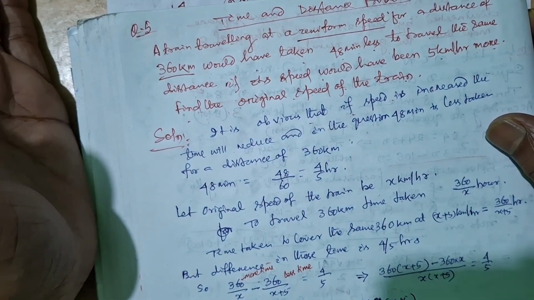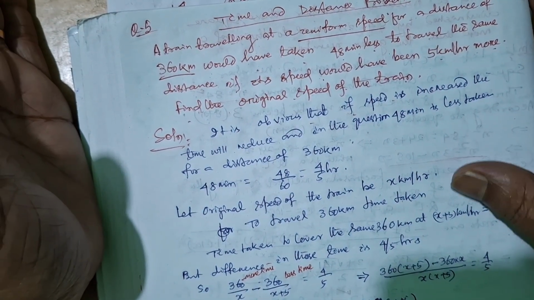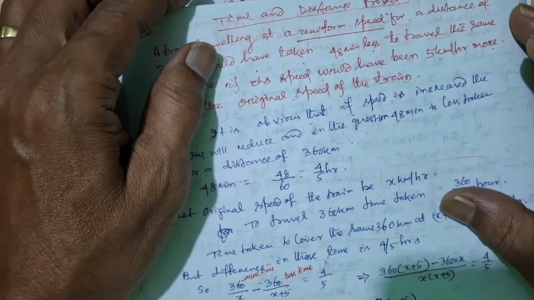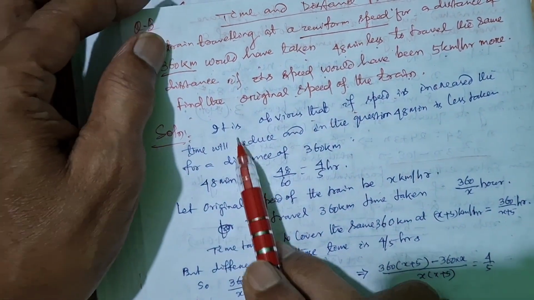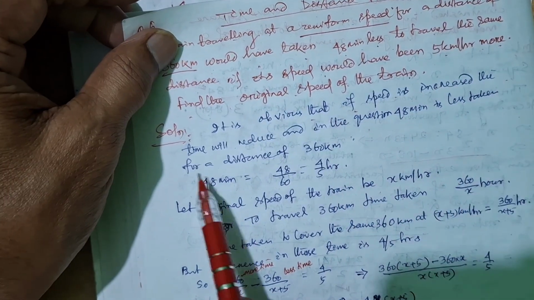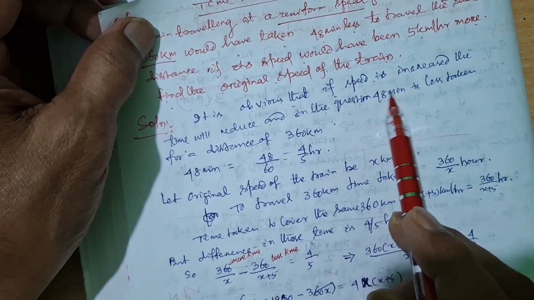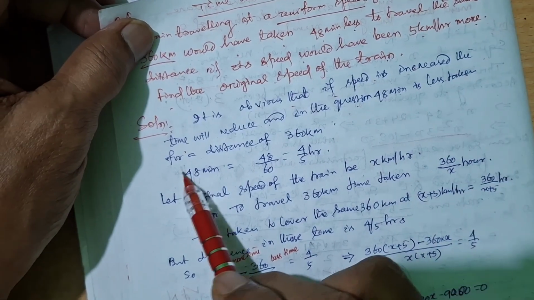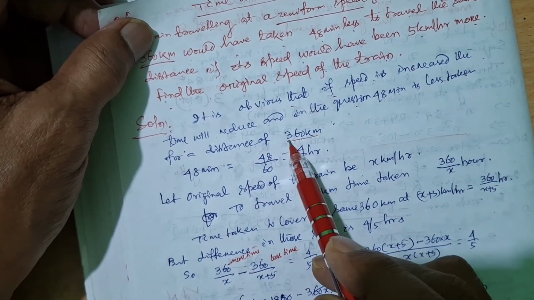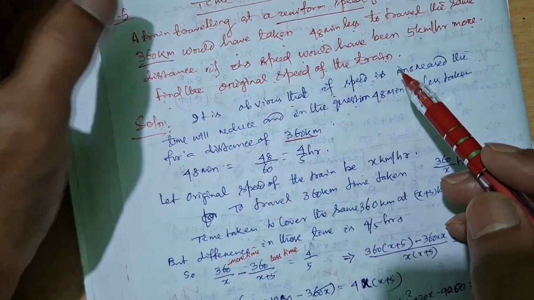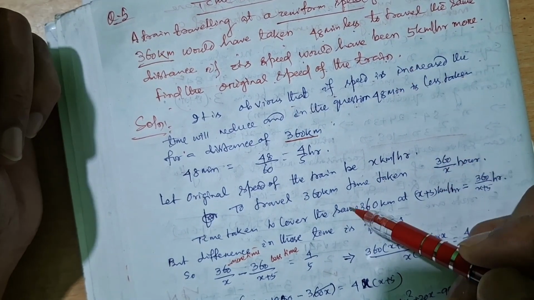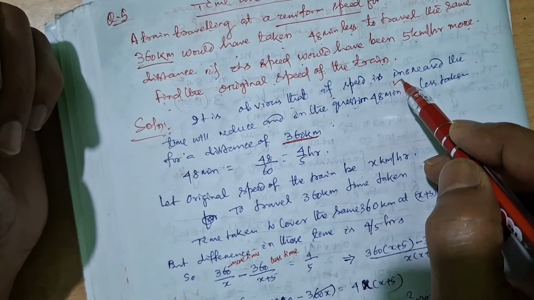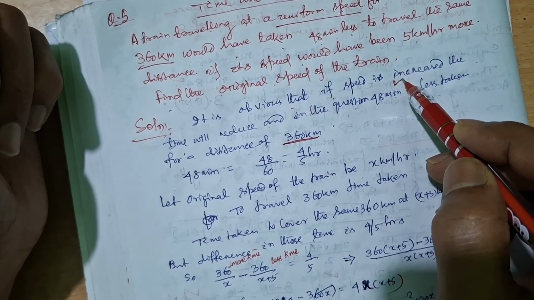If the speed is increased, the time requirement will be decreased. If the speed is decreased, the time required will be increased. So it is obvious that if speed is increased, the time will be reduced, and in the question 48 minutes less is taken for a distance of 360 kilometers, because the speed was increased.